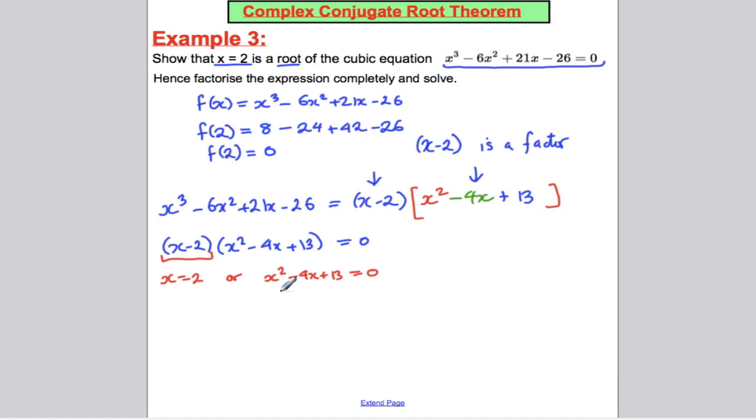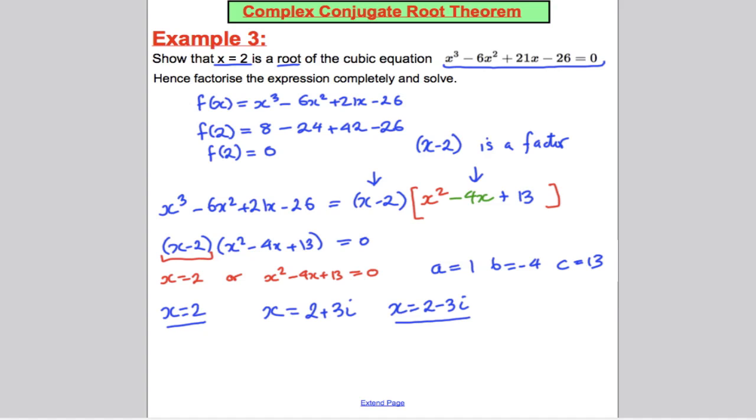Now, I don't want to, in this video, go through all of this, but this here is simply a case of substituting into the quadratic formula where a is 1, b is negative 4, and c is equal to 13. If you substitute those into the quadratic formula, you keep your x equals 2 as one answer, and your other answers will be complex conjugates of each other. One of the x's will be 2 plus 3i, and the other of the x's will be obviously 2 subtract 3i. And they would be your three answers.